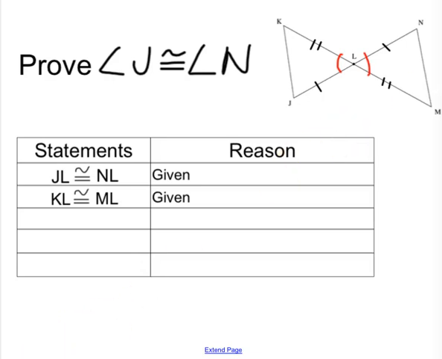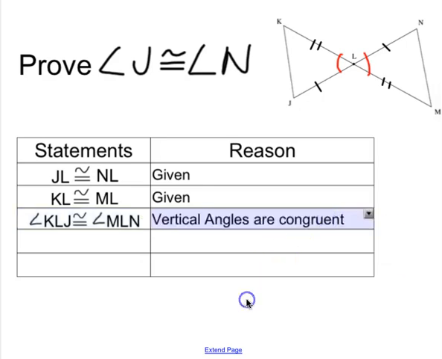So one way to name the vertical angles would be KLJ and then MLN. Okay, so I have two vertical angles that are congruent, and the reason would be vertical angles are always congruent. Okay, so now I have three pieces of information, and I can prove the triangles are congruent by side angle side.